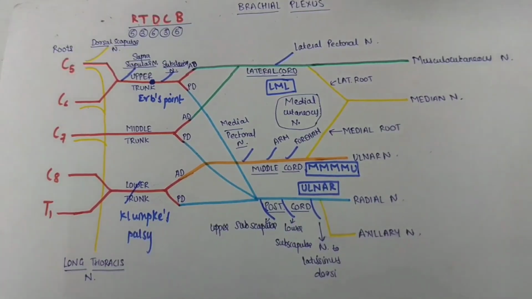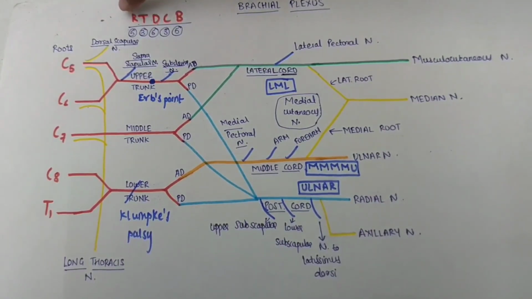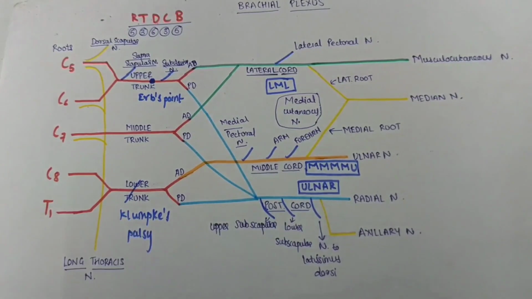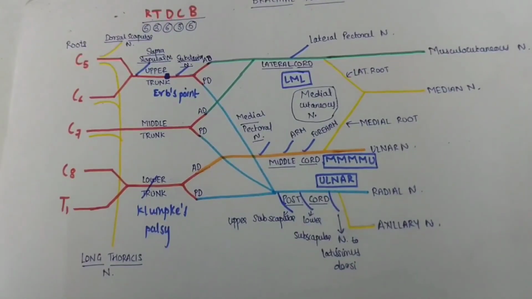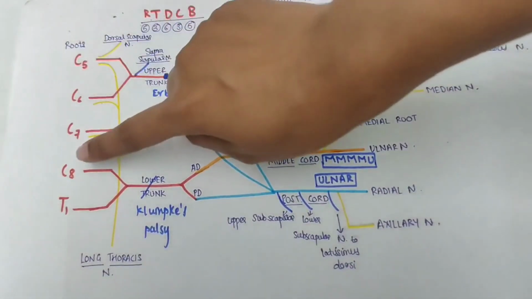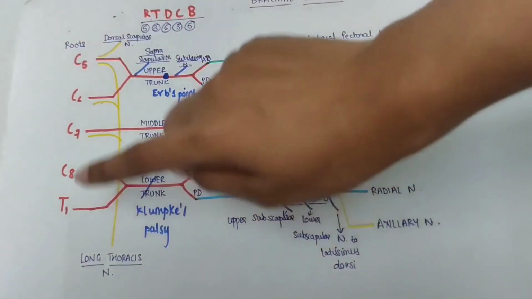Brachial plexus consists of root, trunk, divisions, cords and branches. There are 5 roots, 3 trunks, 6 divisions, 3 cords and main 5 branches. So the short form is RTDCB to remember. So the roots of brachial plexus are C5, C6, C7, C8 and T1.